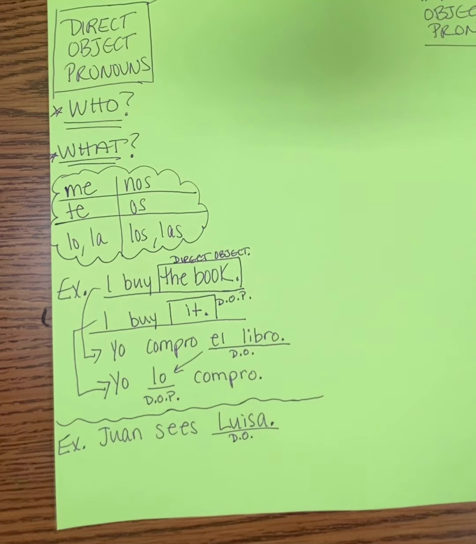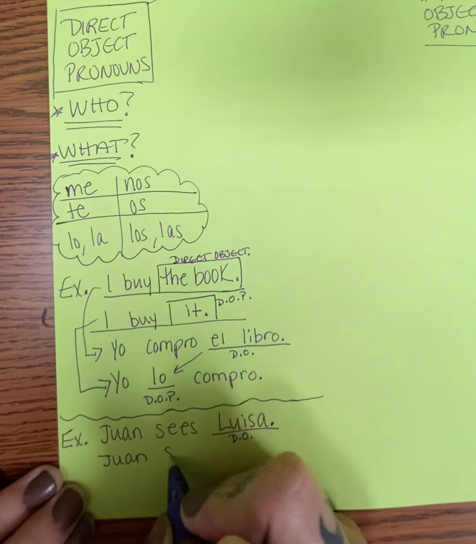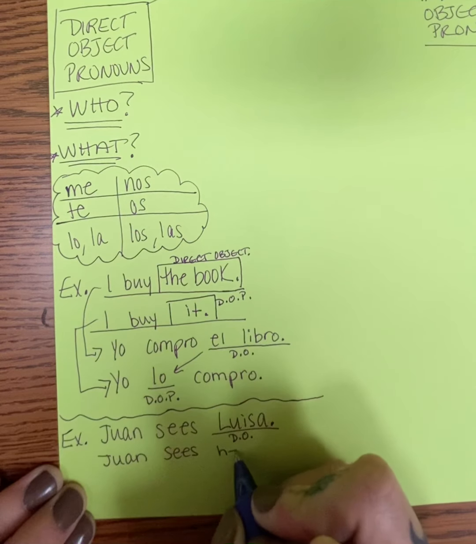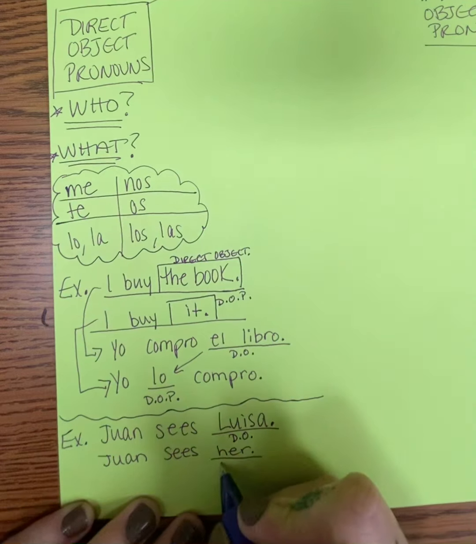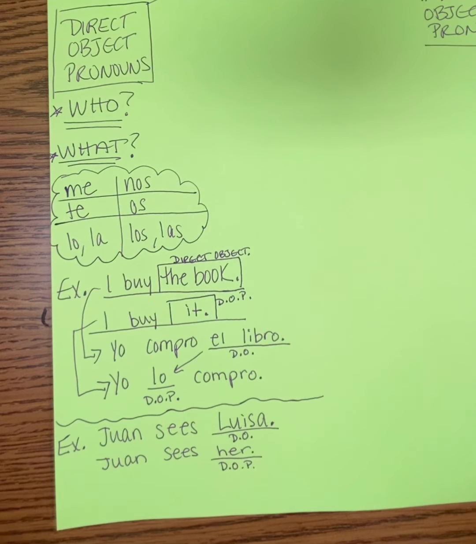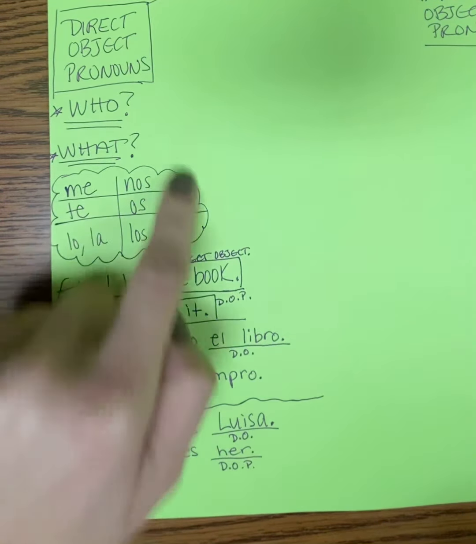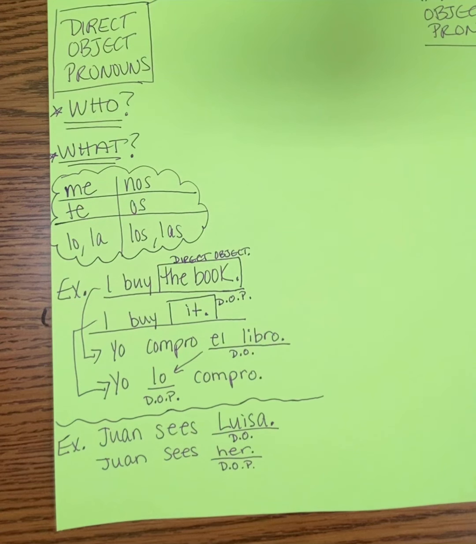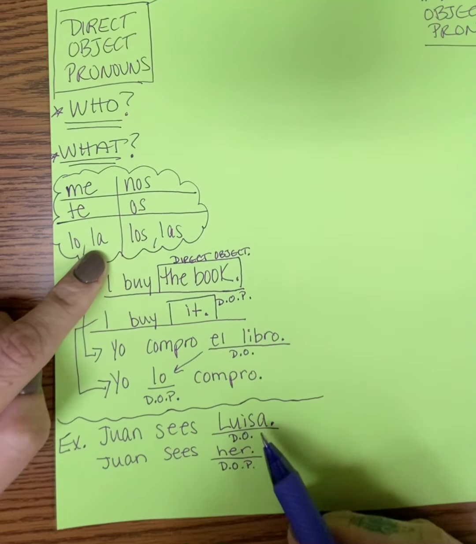But if I wanted to replace her with a pronoun, I could say Juan sees her. And her is now our direct object pronoun, D-O-P. Okay? So remember, when I plug this into Spanish, I have to think Luisa, her. Looking up here, what would I replace that with for her? She's a she. Think of your regular pronouns. Where does she usually fall? Right here, right? La would replace Luisa.